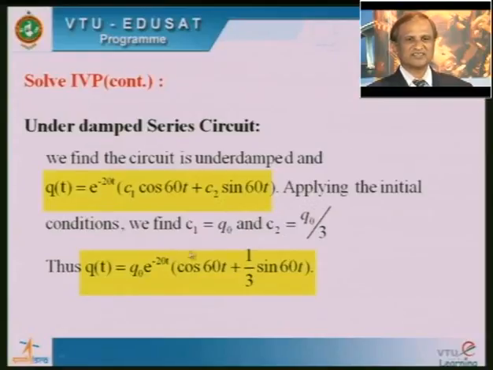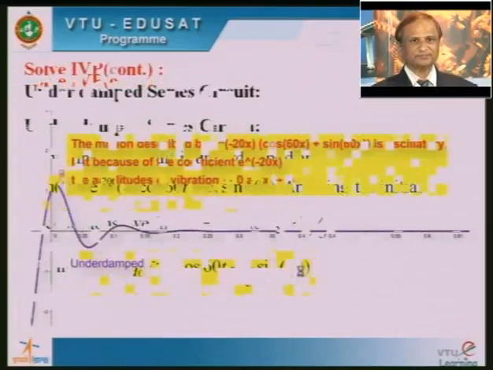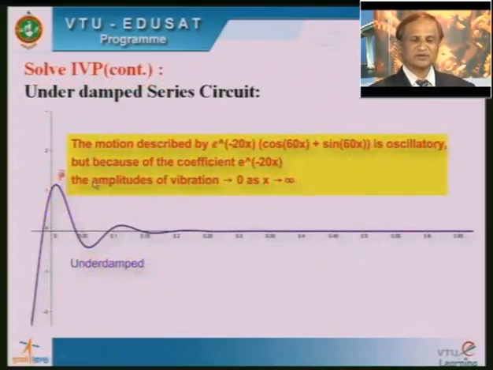If you apply the conditions, I hope we will get C1 is equal to Q naught and C2 is equal to Q naught by 3. So you can substitute these values in the equation. Finally, I can obtain Q of t is equal to Q naught e to the power minus 20 t into cos 60 t plus 1 upon 3 into sin of 60 t. Is it clear? So friends, when you draw the graph, I hope you may get a graph like this. Initially damping, finally it tends to an equilibrium position.